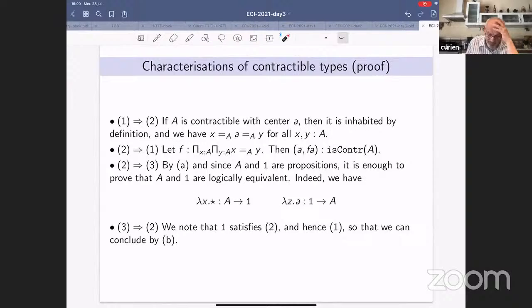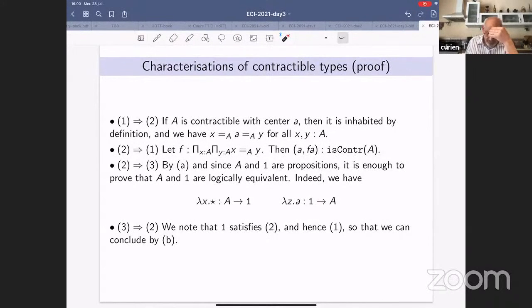And if, on the other hand, I want to go from 1 to A, because A is contractible, it has a center, an inhabitant, which I call the center. And I can take the constant function that maps everybody from 1 to this small a.